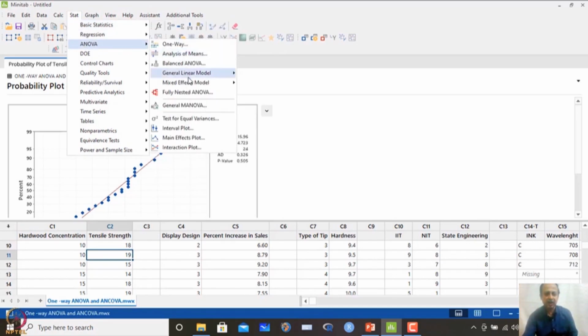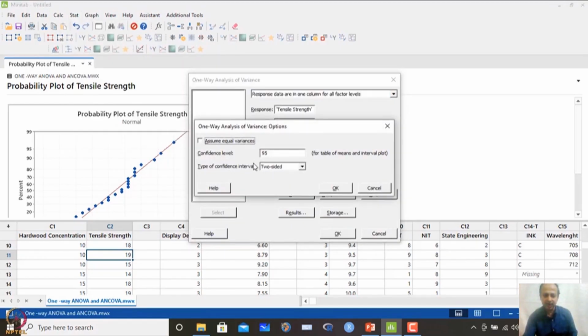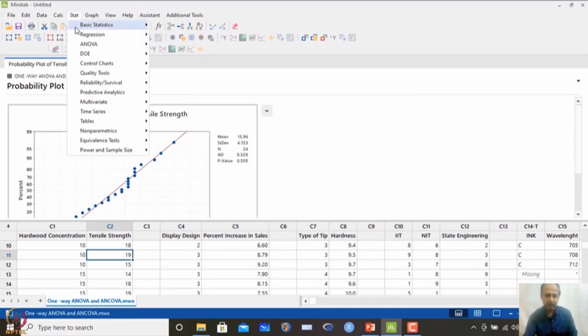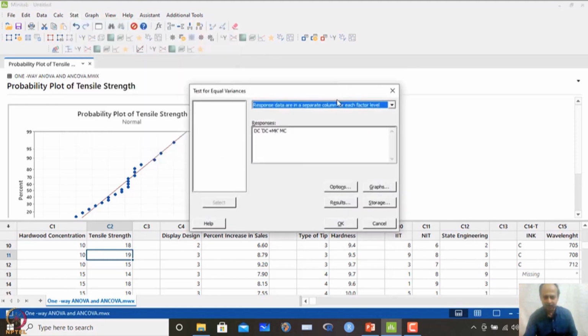Then I go back to ANOVA and I will do one way analysis of variance, and then in options I will write assume equal variance, assume normality over here. So, sorry, this is not the test that I have to go to. Stat, ANOVA analysis. What we have to do is the test of equal variance that we are doing.